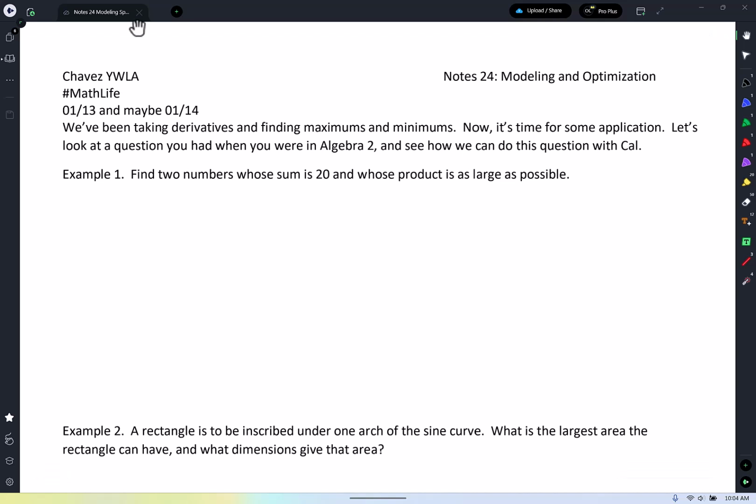Guys, here we go. When you were in Algebra 2, and I'm going to try to make it as simple as possible, does this sound like an Algebra 2 problem right here? Find two numbers whose sum is 20 and whose product is as large as possible. Do you guys remember that? So usually you probably did this. Two numbers that sum up to 20.